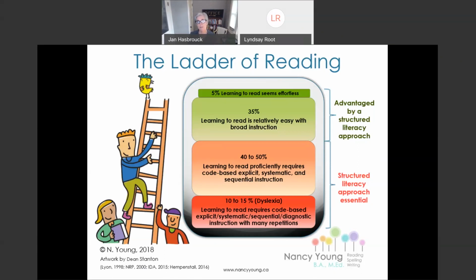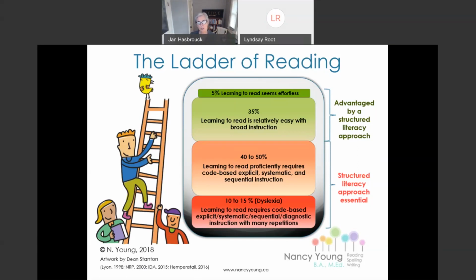And the majority of the population, somewhere around 40 to 50%, do benefit from code-based instruction, meaning based on teaching the students phonics, explicit, systematic, sequential. We're going to talk more about that in this webinar.